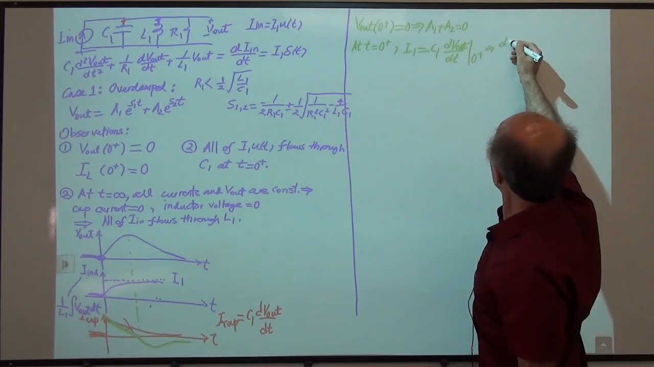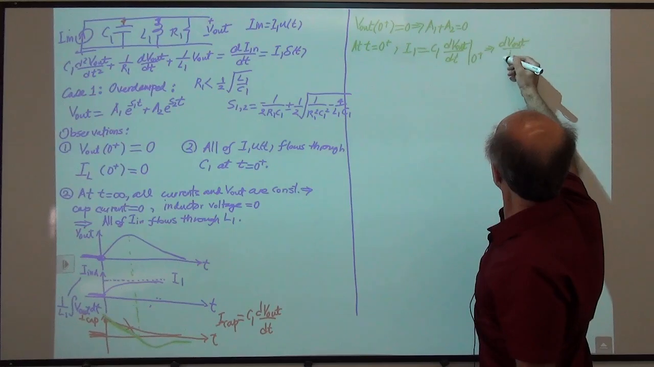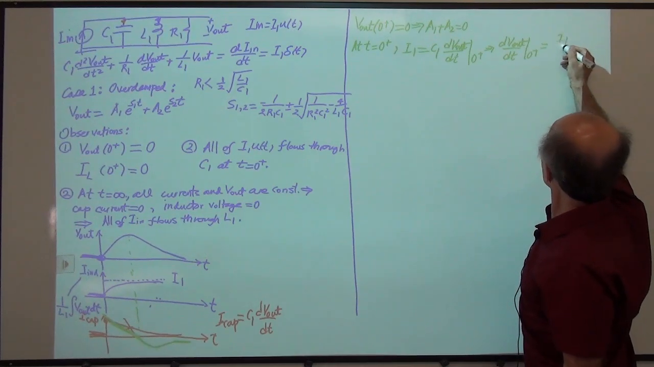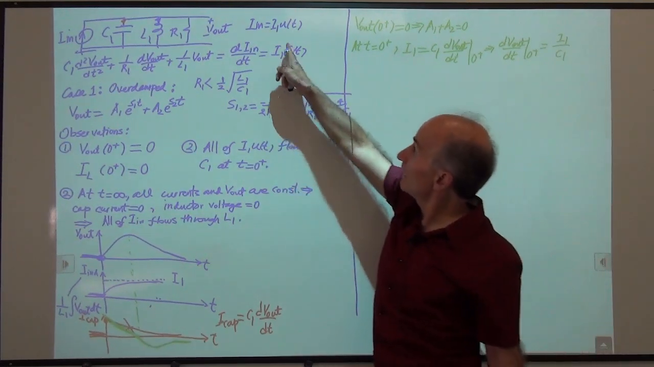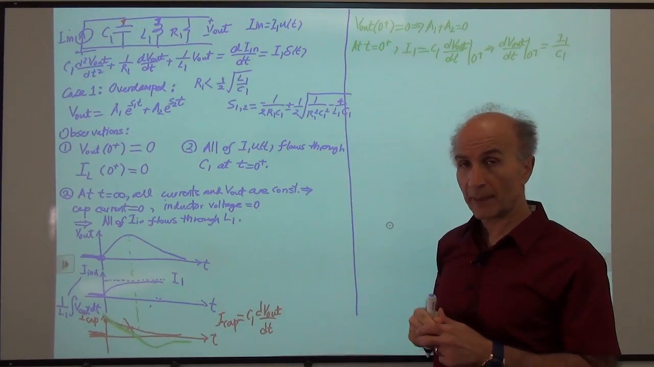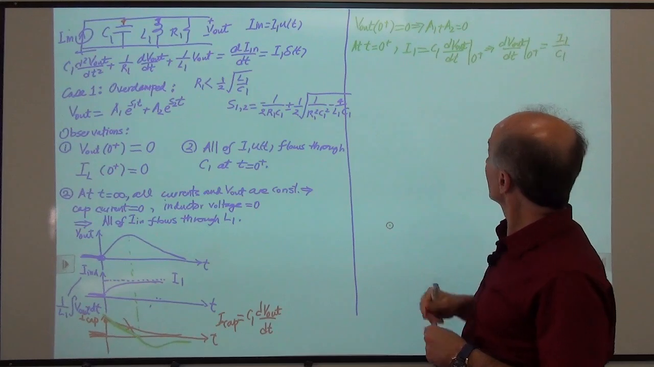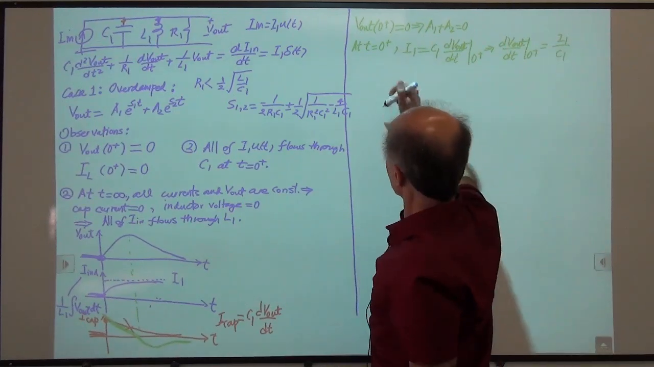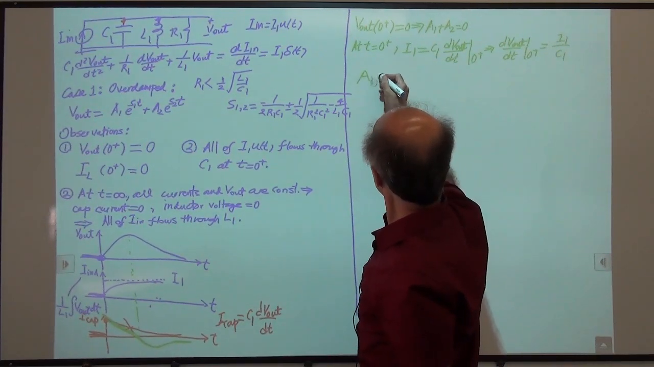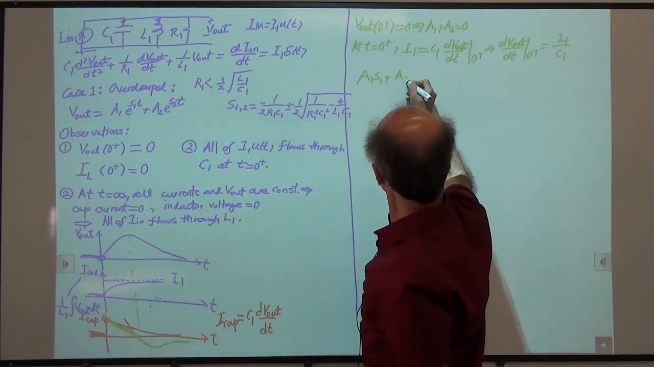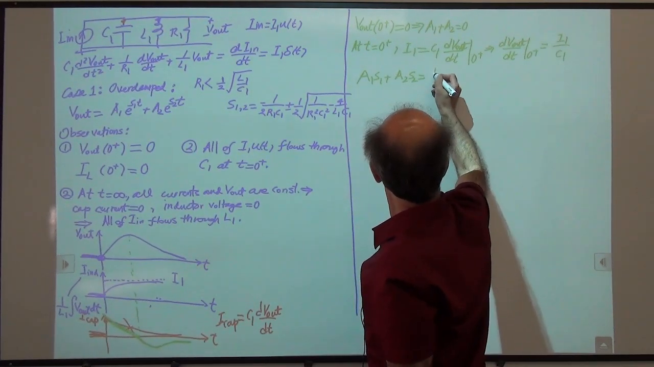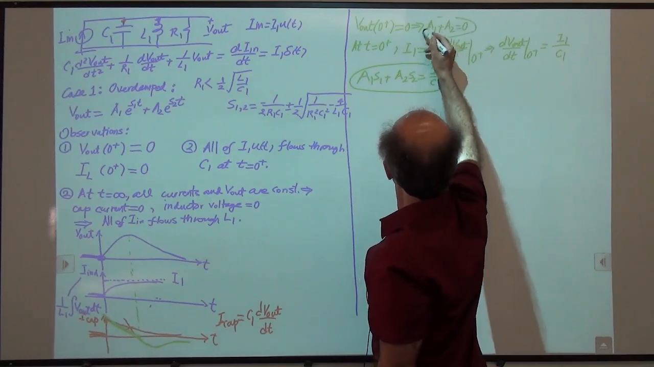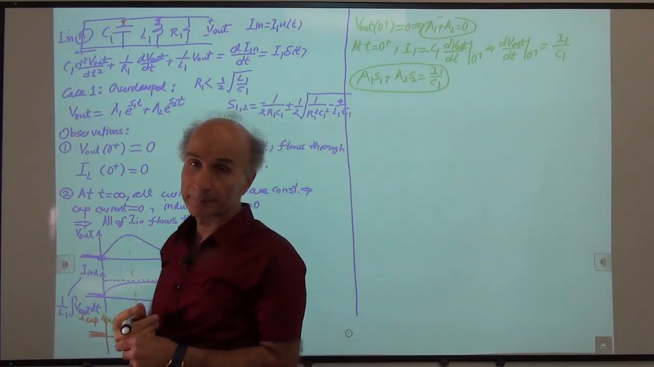So I can say that dV out over dt at 0 plus is equal to I1 over C1. I1 is the height of the step that we have applied, and C1 is the capacitor. Okay, so now based on this equation, I can go ahead and take the derivative of this guy and satisfy it like that. So I can say A1 S1 plus A2 S2 is equal to I1 over C1. So here's one equation for A1 and A2, here's another, and that gives us the complete solution.